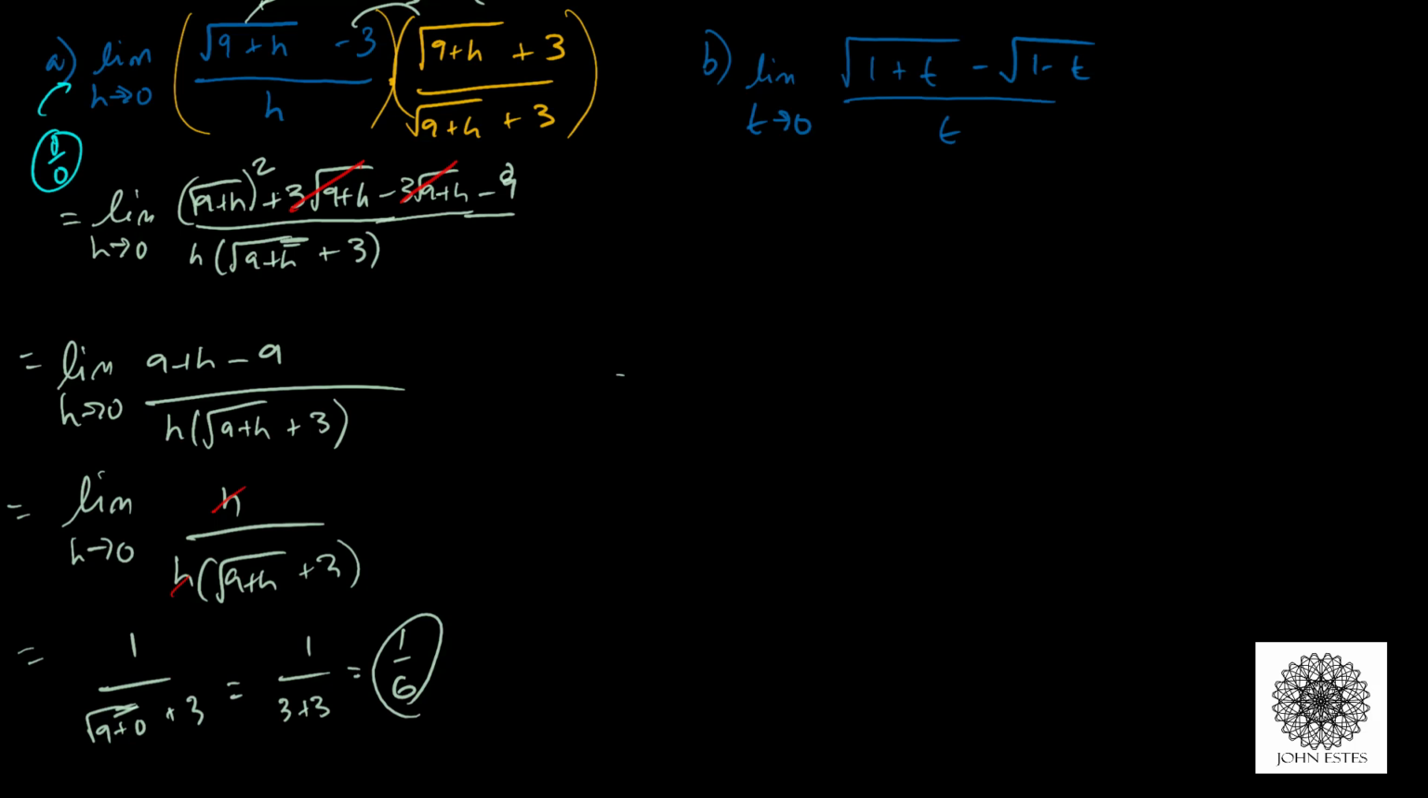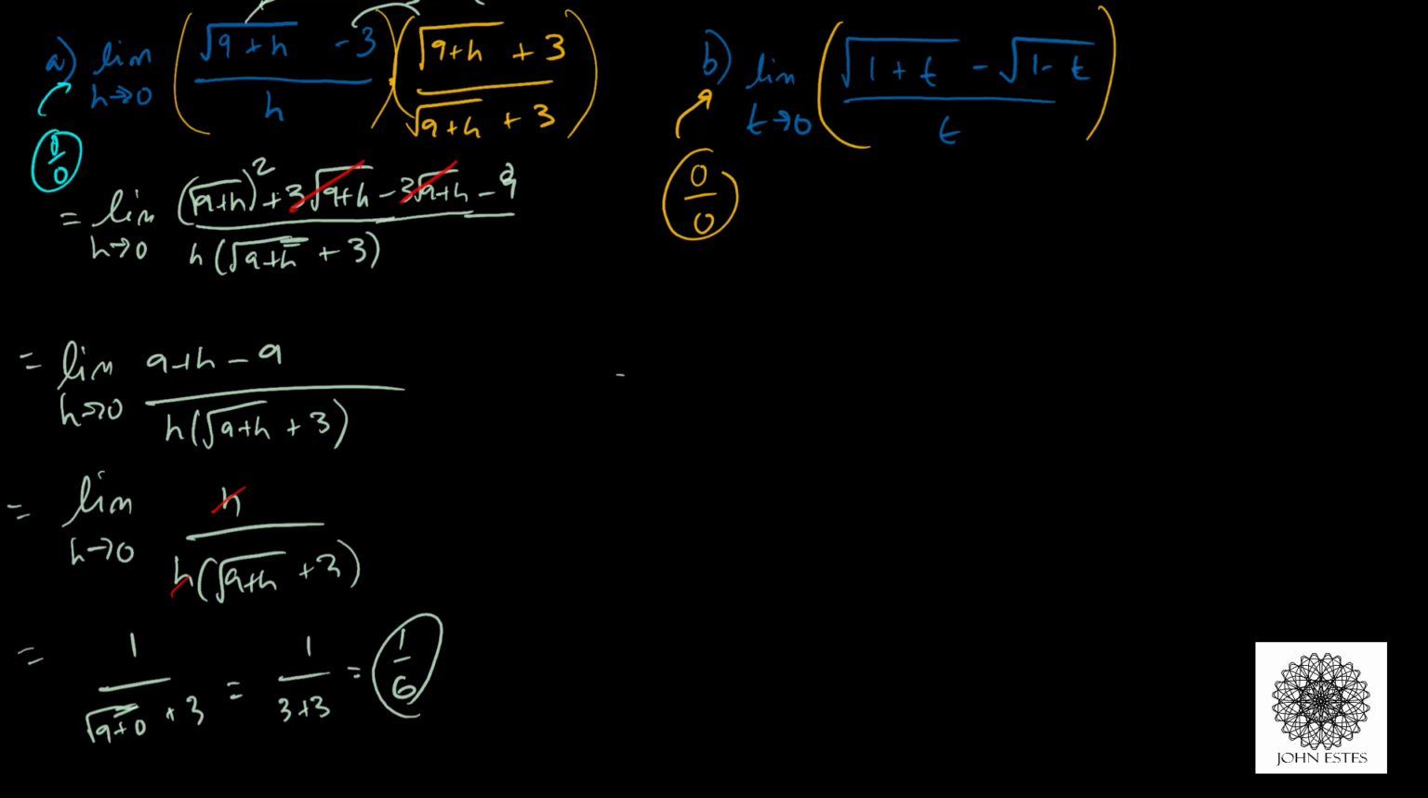Okay, the same trick that I used in part A will work in part B as well. The first thing though we need to do again is to make sure, if I plug in 0, let's see, I end up with, in the numerator, the square root of 1 minus the square root of 1. So that's 0. And the denominator has a 0 as well. So I have a 0 over 0 situation again. Again, algebra is going to help me with this.